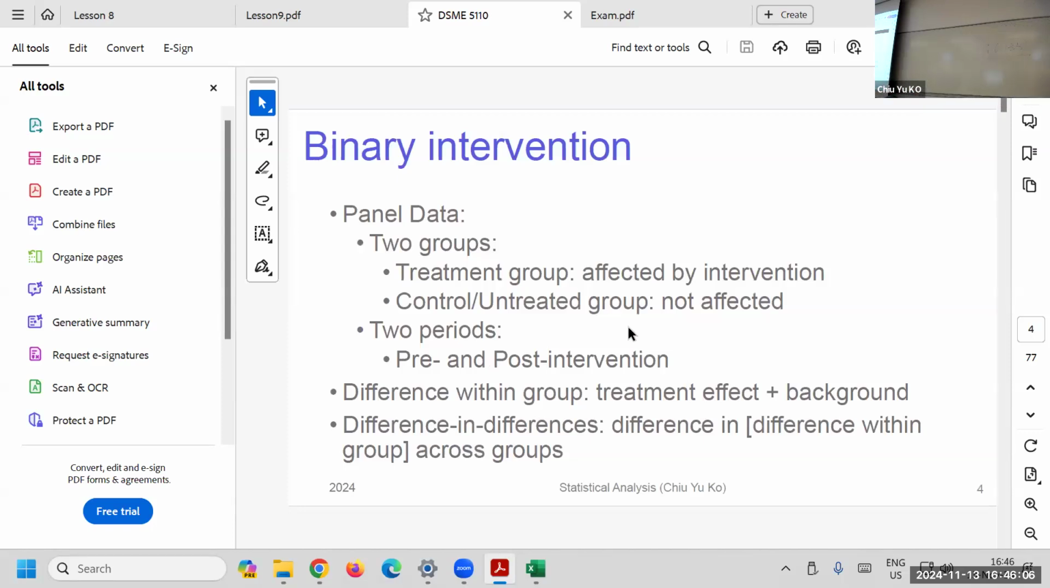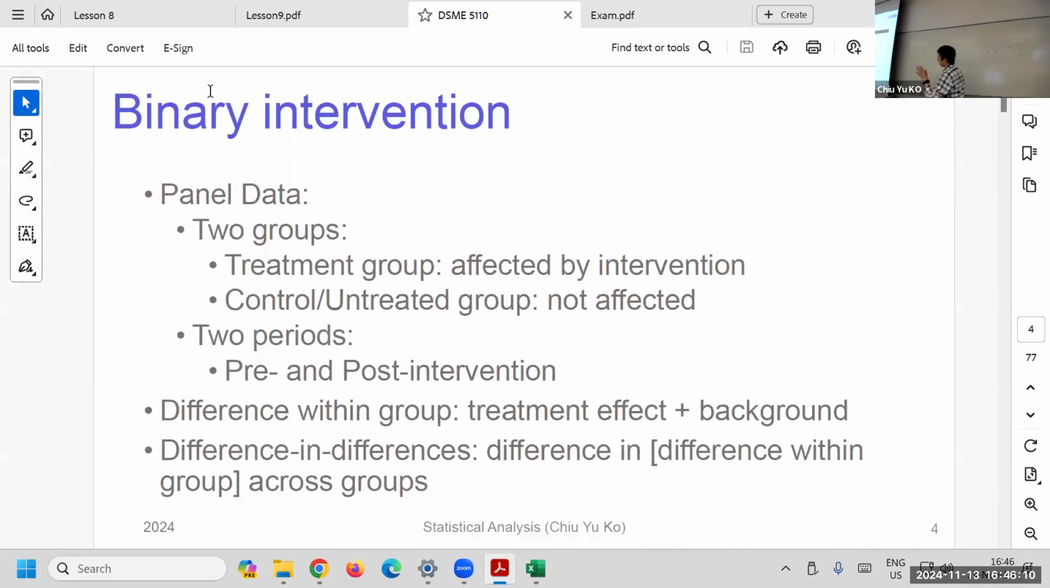DID is very simple. It's the idea that you have two groups of data. One group is affected, the other group is not. You look at two periods, before and after. Then you look at the control group, the difference before and after, and the treatment group, before and after. So both groups have before and after. The difference between the differences before and after will be the causal impact. So that's quite a different diff.